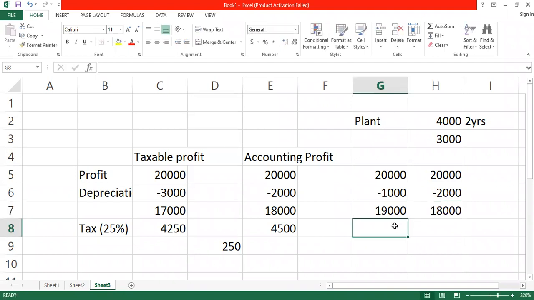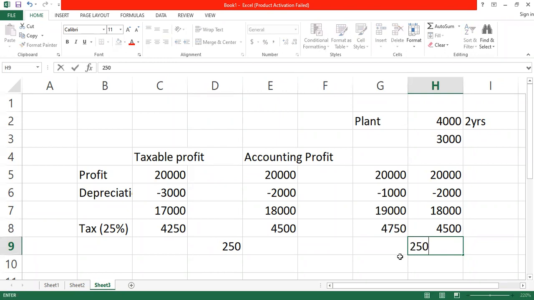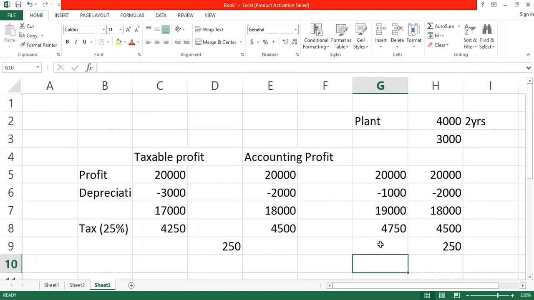Let's look at the tax. The tax that you are going to pay at 25% is 4,750 against what? 4,500. So how much are you paying in excess? 250, isn't it? So now you are paying 250 in excess, but in this particular year, how much are you paying? You are paying 4,250, isn't it? But this year you are not paying 4,750.